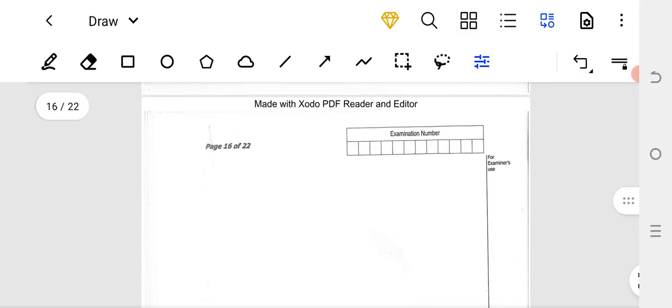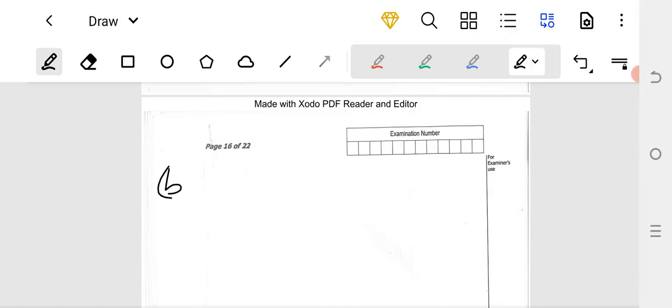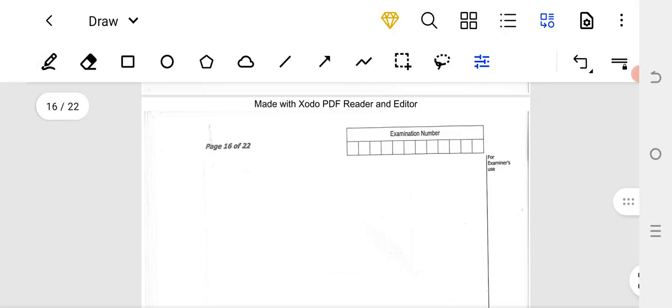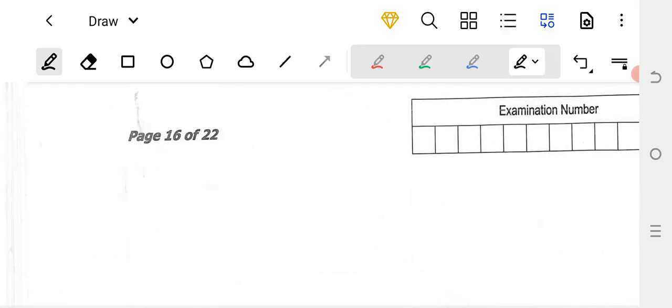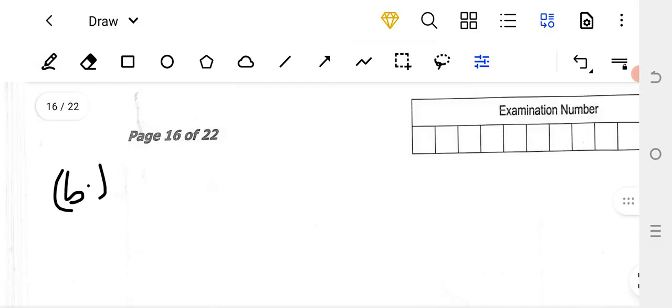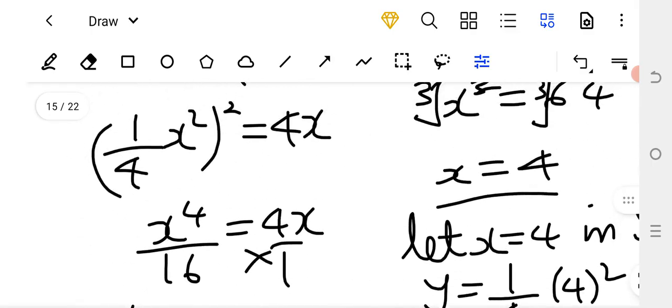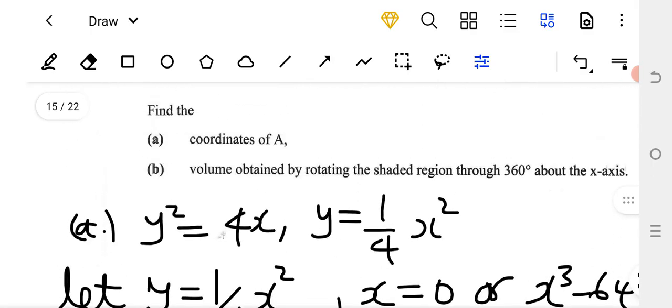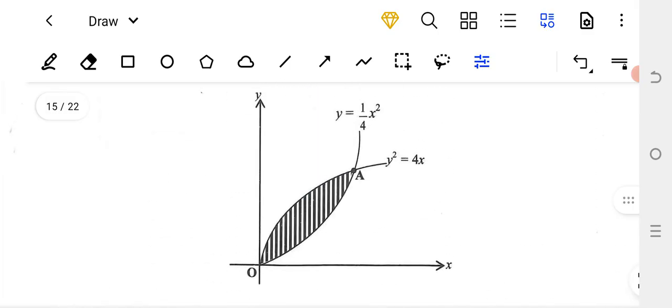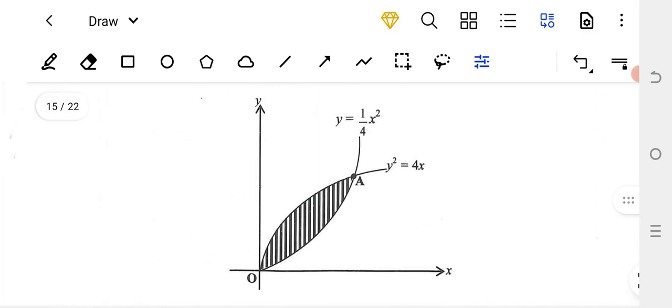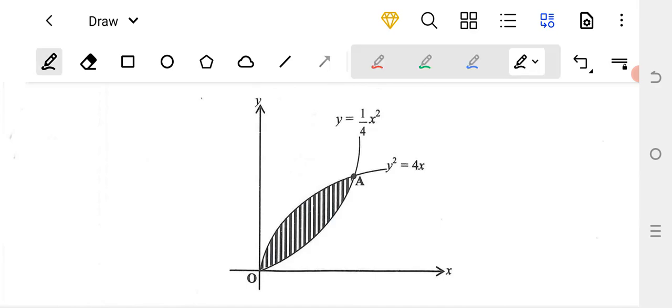Then question B. For question B, they want you to find the volume obtained by rotating the shaded region through 360 degrees about the x-axis. So what you have to do is look at your shaded region and identify which one is the top function. If you look properly, the top function is this function here, then this function here is the bottom function. So this is your top function, this is your bottom function.